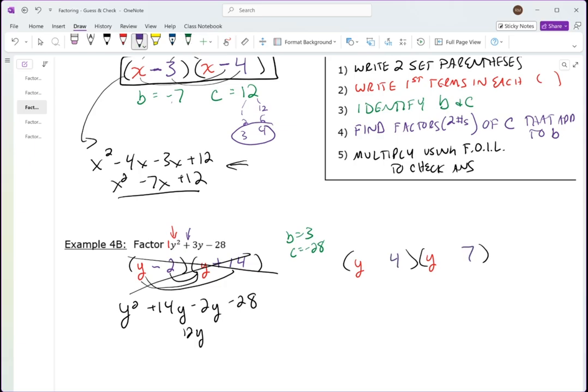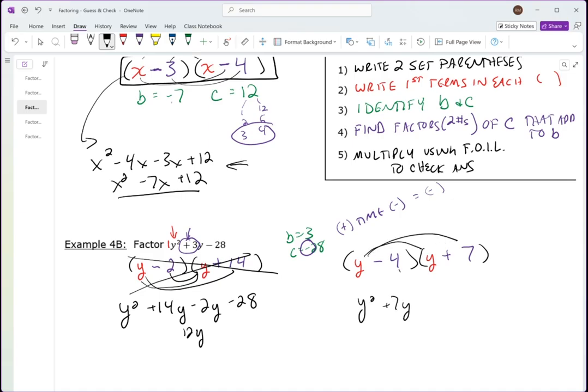4 and 7. And here's where guessing and checking can help too. We know that these can either be both positive or both negative. Whenever C is negative, we know that a positive times a negative is going to equal a negative. So I know that one of these has to be negative. And I'm going to make the bigger one positive because, again, I want it to add up to positive 3. So I'm just going to check my answer once again.